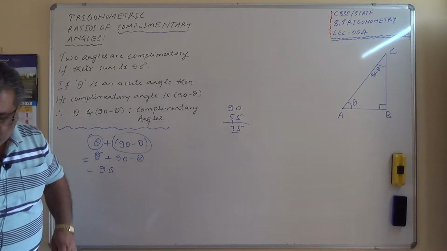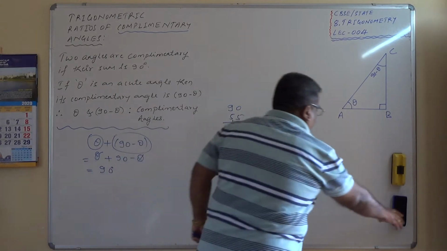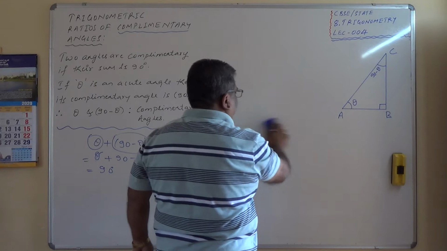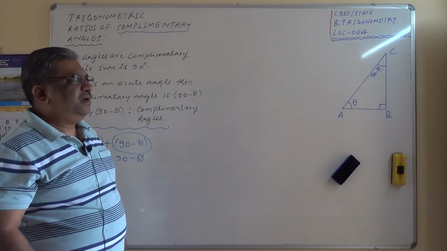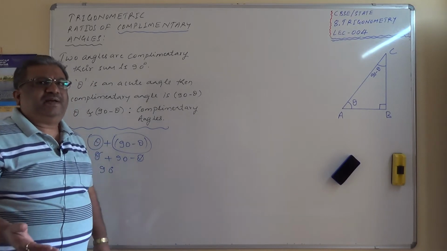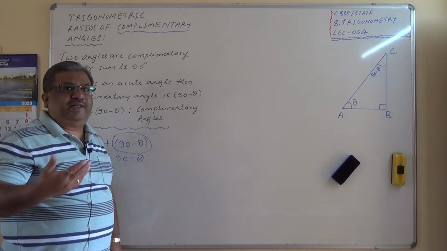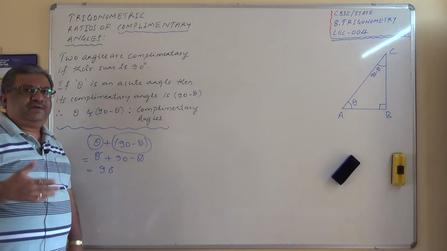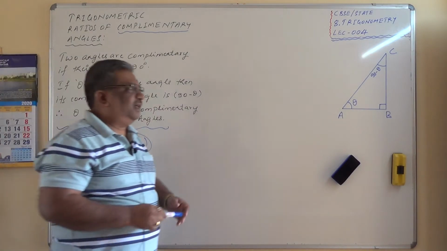So, I hope you are able to understand the concept of complementary angles. That is, two angles are said to be complementary if the sum is 90 degrees. Two angles are said to be supplementary if the sum is 180 degrees. But we have nothing to do with supplementary angles. We are dealing with trigonometric ratios of the complementary angles.